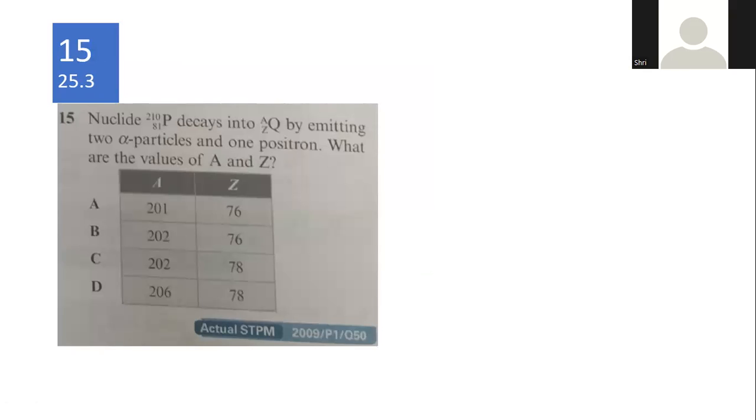A nuclide P decays into Q by emitting 2 alpha and 1 positron. What are the values of A and Z? Yep, what's the answer?